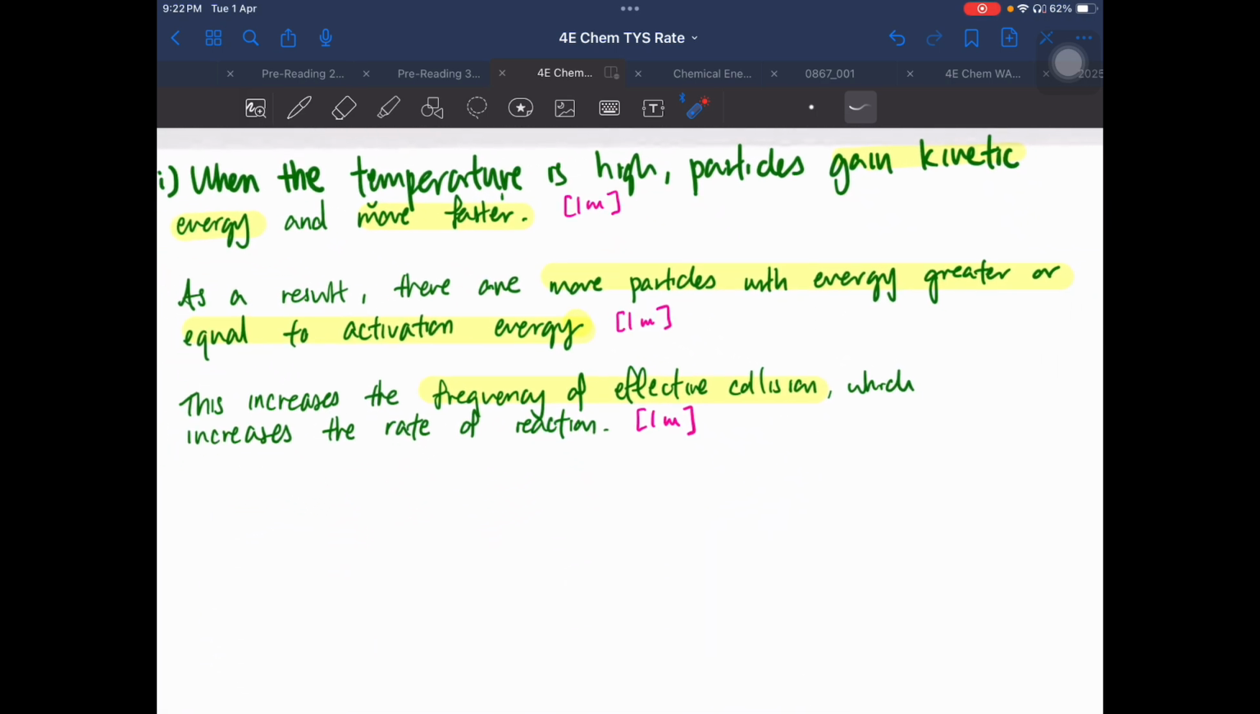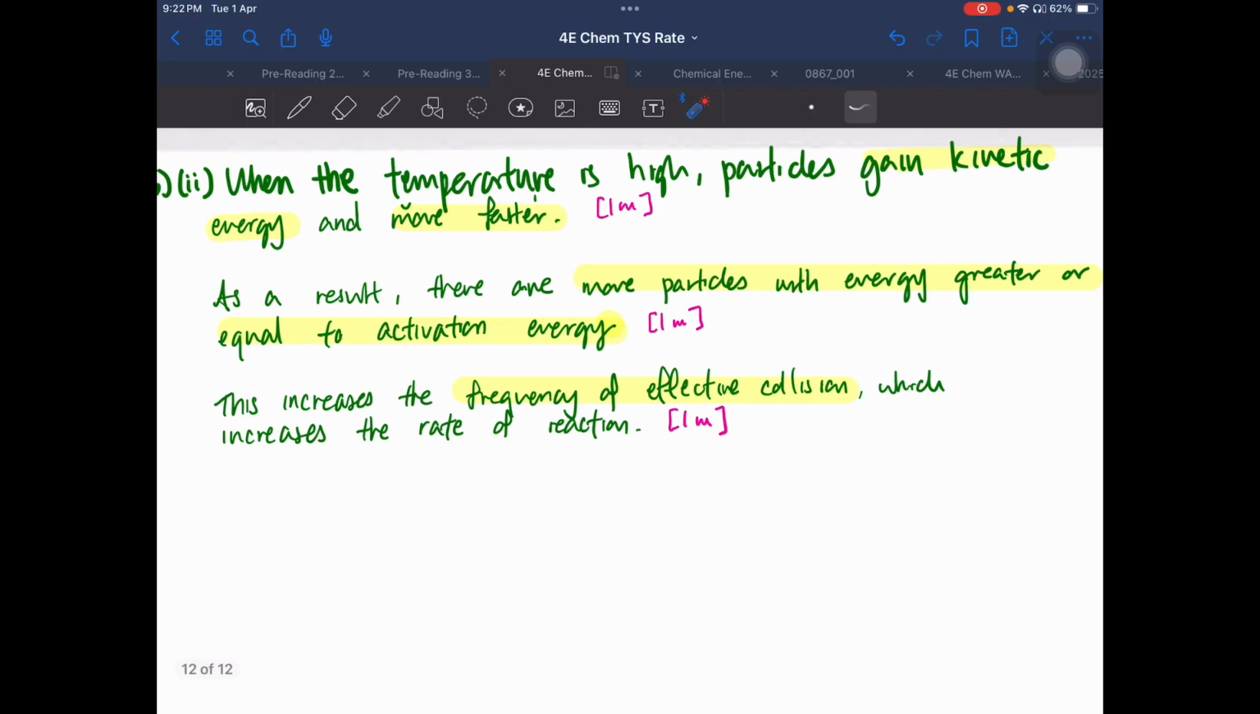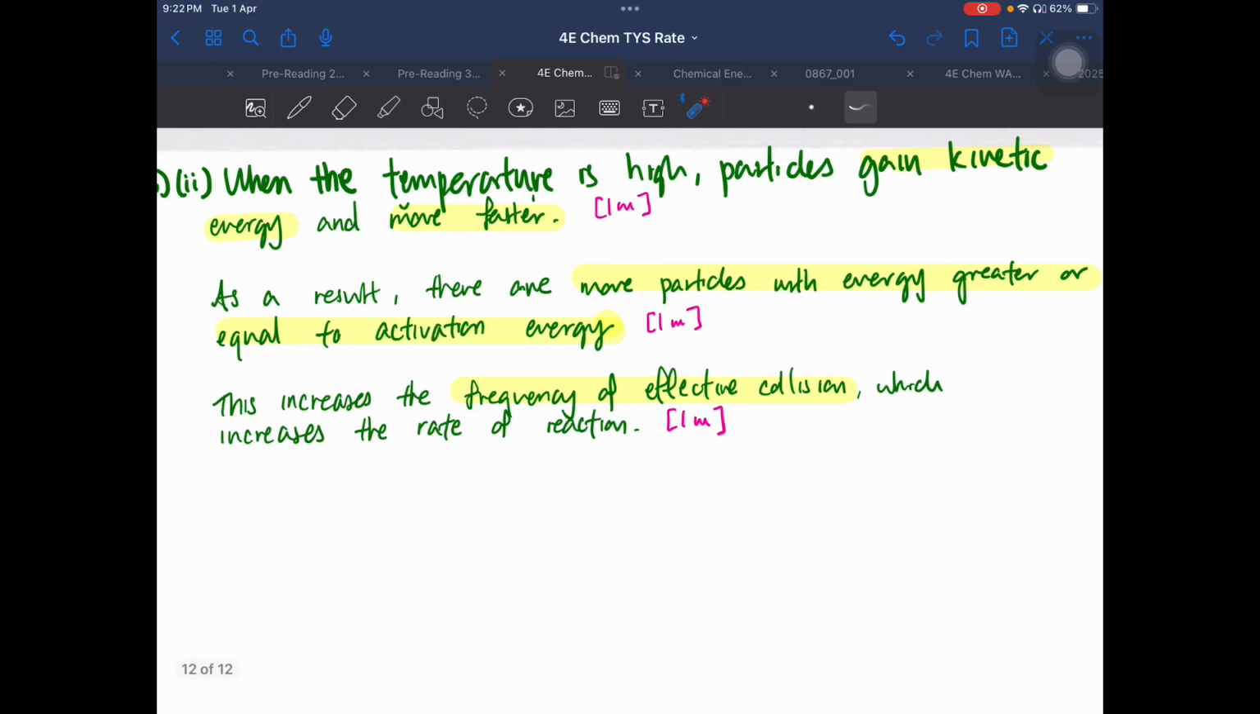So when temperature is high, particles gain kinetic energy and move faster. As a result, there are more particles with energy greater than or equal to activation energy, and this increases the frequency of effective collision, which then increases the rate of reaction.